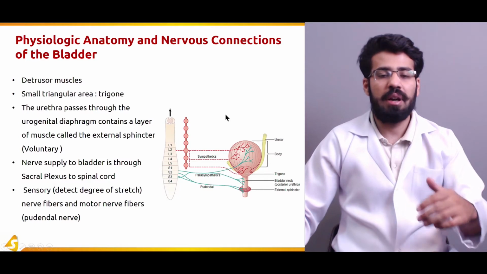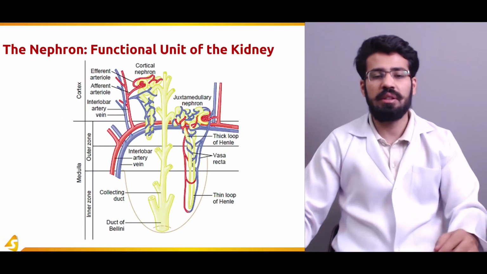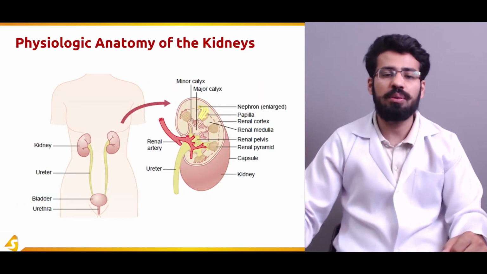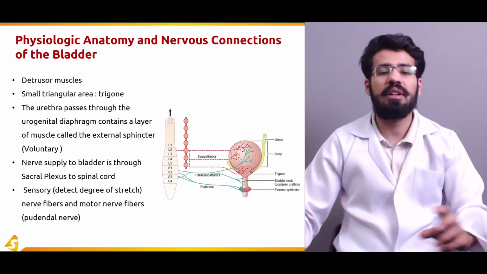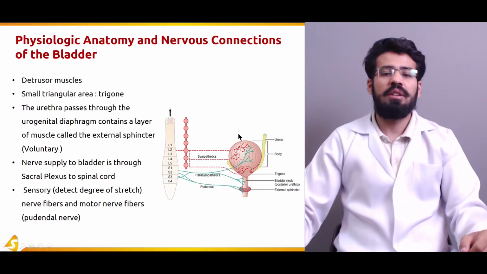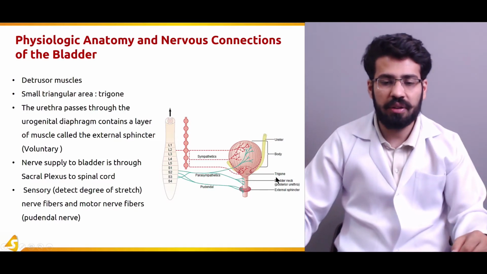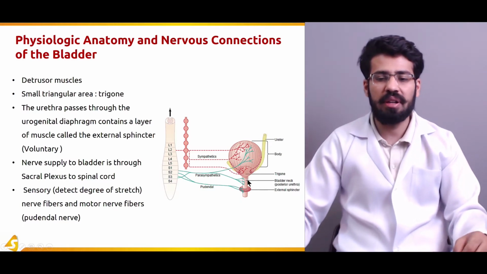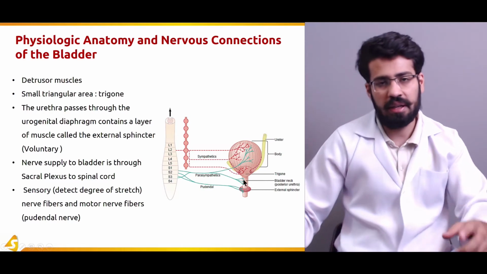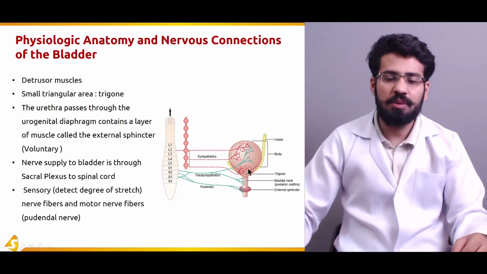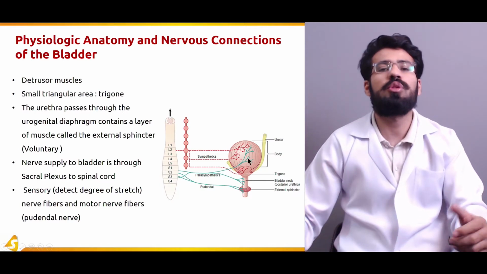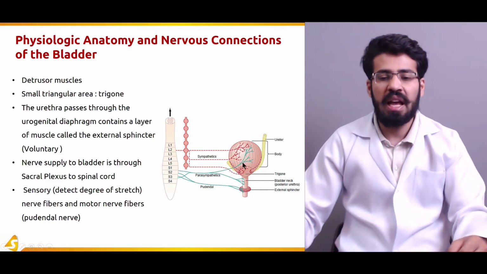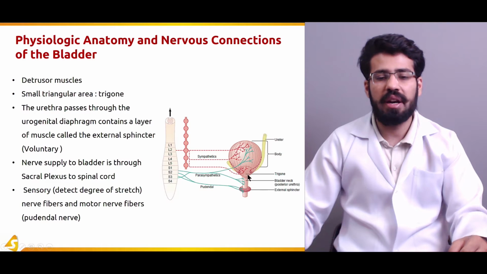Now coming towards the second part, after discussing the functional unit nephron and the renal blood supply along with the physiologic anatomy of kidneys, we are going to discuss the physiologic anatomy and the nervous connections of the bladder in one go. The bladder has been divided into two major portions. This particular part over here, the balloon form, is known as the body, and this particular region in the neck form is, as the name indicates, the neck. The body is composed of smooth muscles, and these smooth muscles are known as the detrusor muscles. At the end of this body is the trigone.